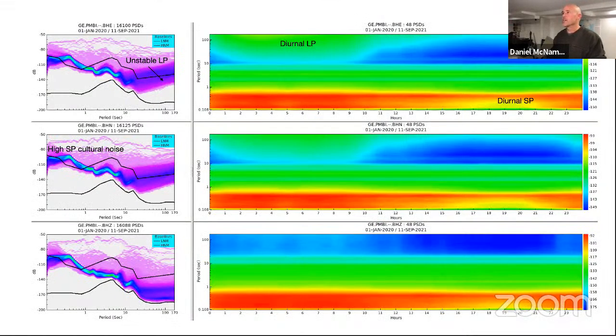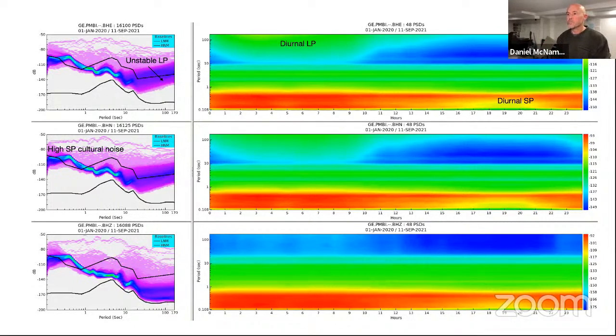Okay, moving to the next one. Again, we'll look at these diurnal plots. Again, the same sort of pattern. You get that very unstable long period behavior in the horizontal components. You can see it never really settles down. It's all smeared out. The PSDs are very broad and smeared, suggesting that it's constantly moving.